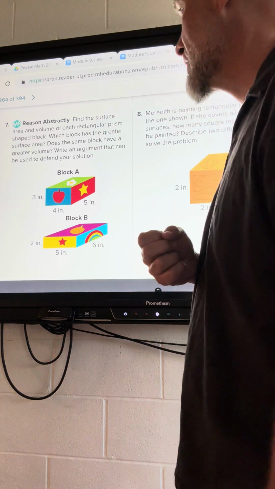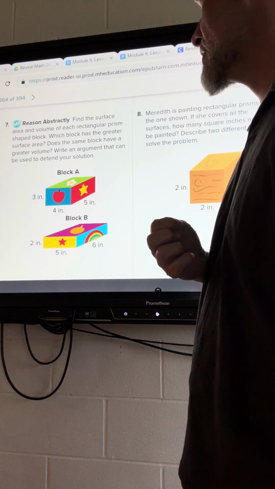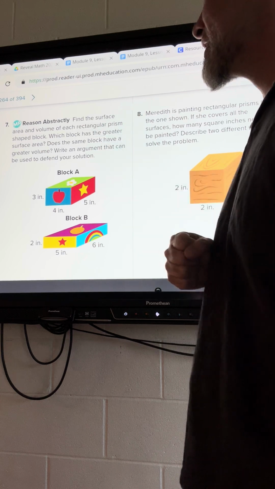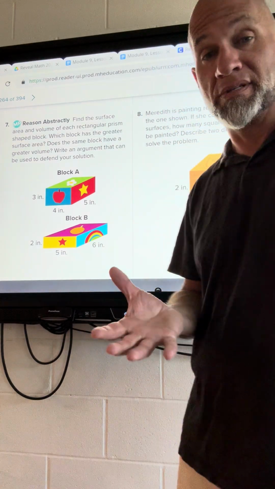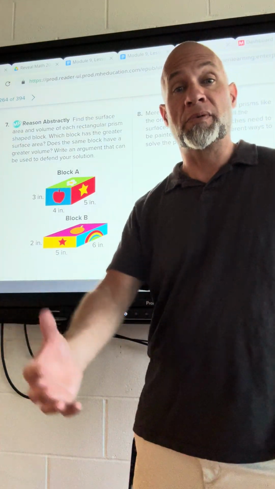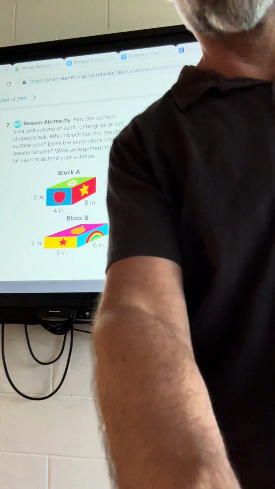So find the surface area and volume of each one and which block has the greater surface area. Does the same block also have a greater volume? So they're really asking you, if it has a bigger surface area, does it also have a bigger volume? Remember, don't always take that for granted. That's not always the case.